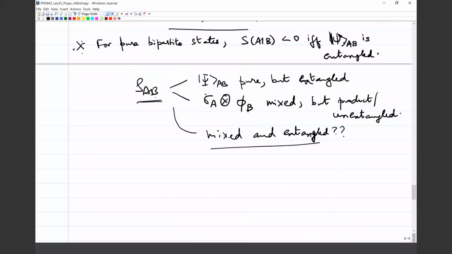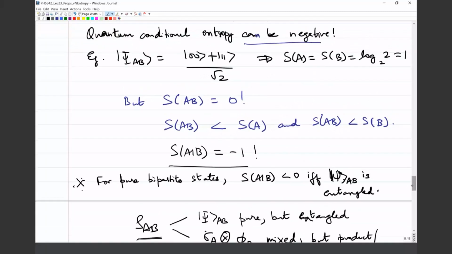So anyway, I hope no questions so far, right? We've discussed pure bipartite states. Local entropy is always equal. Local entropy can be maximal, whereas the global entropy is 0, the joint entropy is 0. In fact, what that means is that the quantum conditional entropy can be negative, and this can be a signature of entanglement for bipartite pure states.